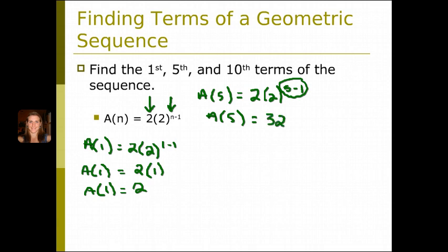We're also looking for the 10th term in the sequence. So A of 10 equals 2 times 2 raised to the 10 minus 1 power. When you type that in the calculator, you would say 2 times 2 raised to the 9th power, and you get that A of 10 equals 1,024.